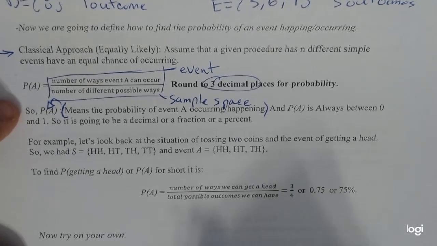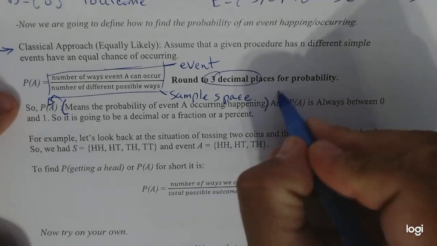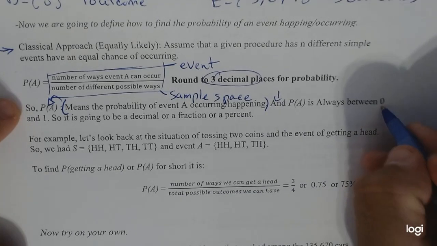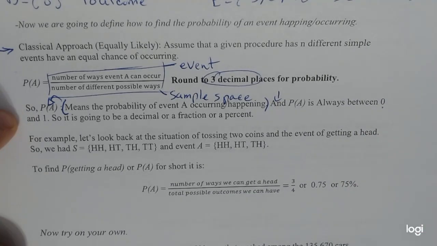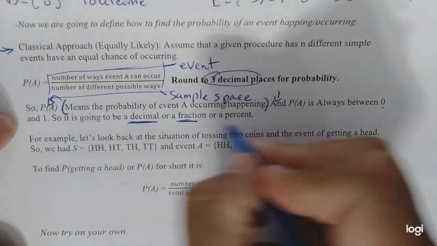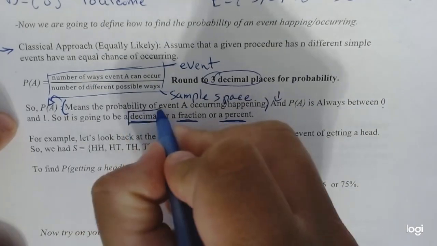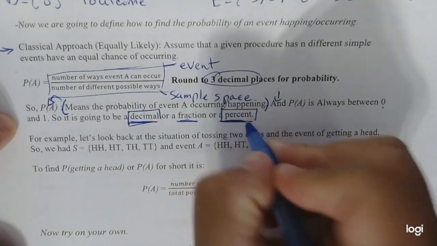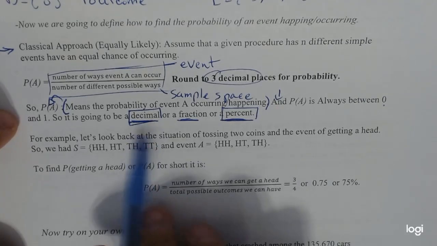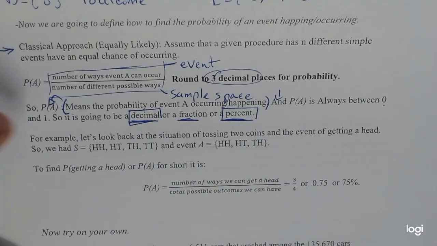Right. One more thing before an example is a very important property of P of A, the probability. A probability is always between 0 and 1, meaning it is always a decimal. It is never less than 0 and never greater than 1. Okay, so it's always going to be a fraction. You can give it to me in decimal, fraction, or percent. And most likely, decimal and percent are the most common ones. Fractions are not very used unless they're super small. But in our case, it's going to be decimal or percent.